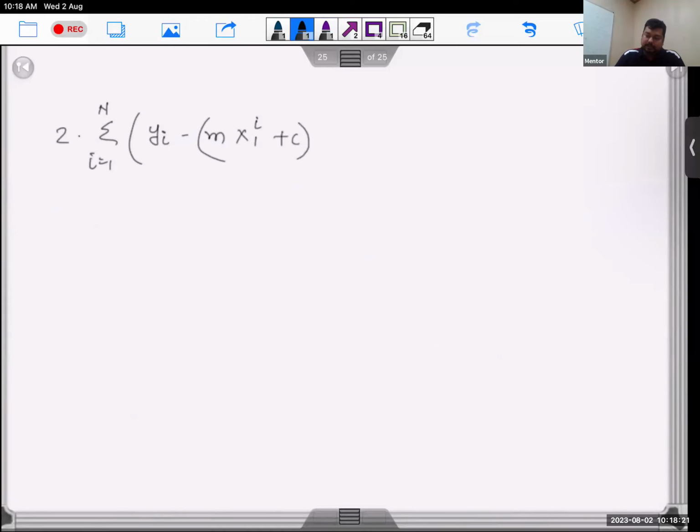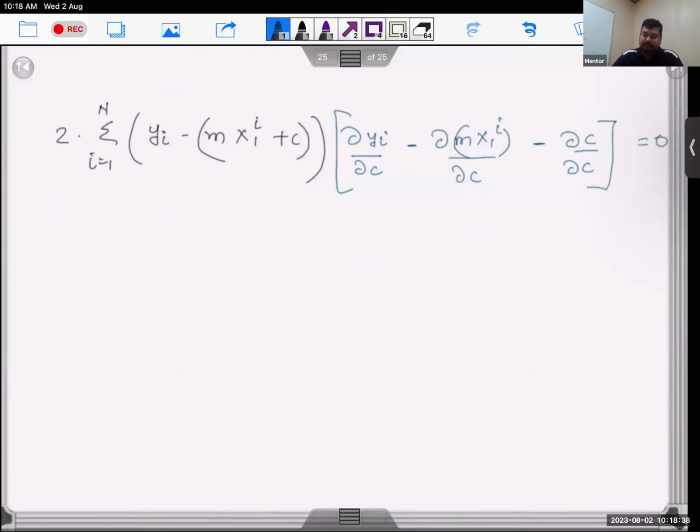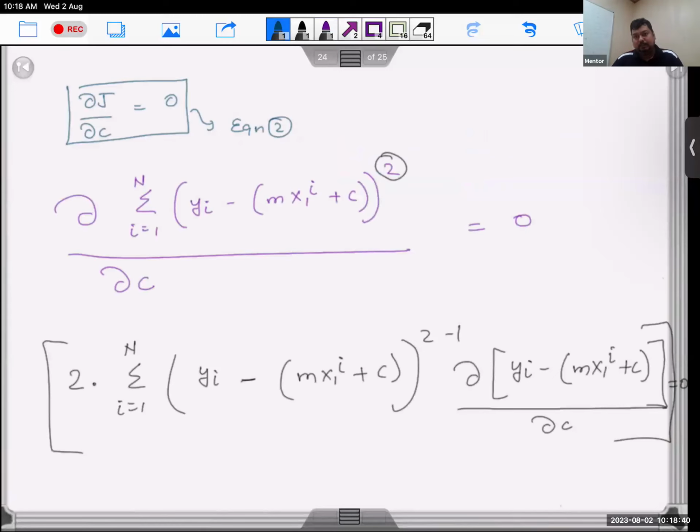I'm going to write these individual equations. Please see to this carefully. First find the derivative of yi with respect to c, then find the derivative of m times x1i with respect to c, and then you find the derivative of c with respect to c. You have to equate this to 0. I'm doing the derivative of individual terms: first for yi, then for this with a negative sign, and then for this with a negative sign.